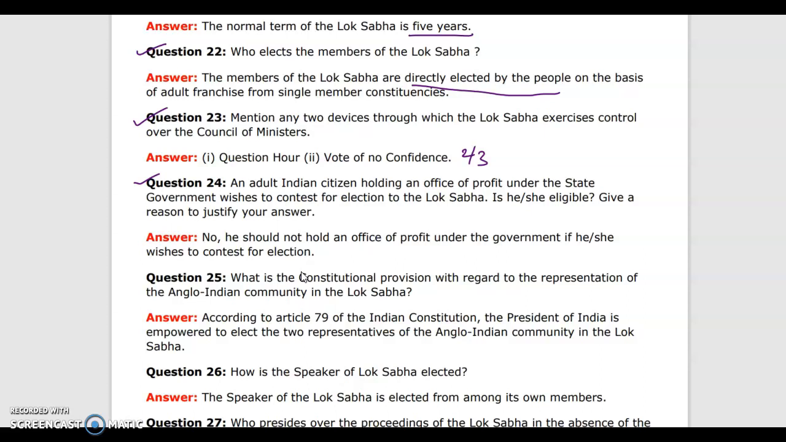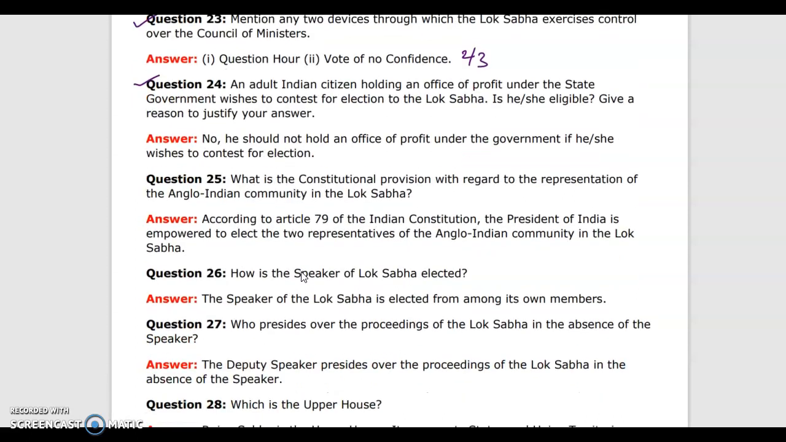If you have read the qualifications for becoming a member of the Lok Sabha, then you will know that a person is not allowed to hold an office of profit under the government if he or she wishes to contest for election. Now question number 25: what is the constitutional provision with regard to the representation of the Anglo-Indian community in the Lok Sabha? Earlier, 2 members were nominated in the Lok Sabha from the Anglo-Indian category, but the Union Cabinet has approved the removal of reservation for Anglo-Indians in legislative bodies.